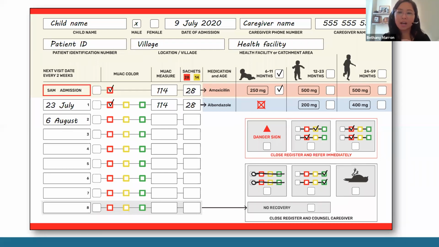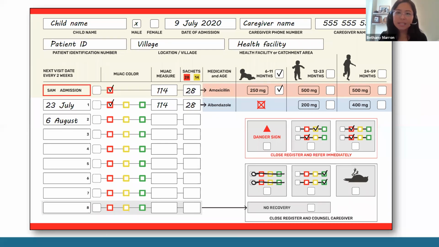You'll also notice on the admission line that this child, based on his age, was given amoxicillin. And there is a place where the CHW can record that that happened, as well as a pictorial reminder of the age range.